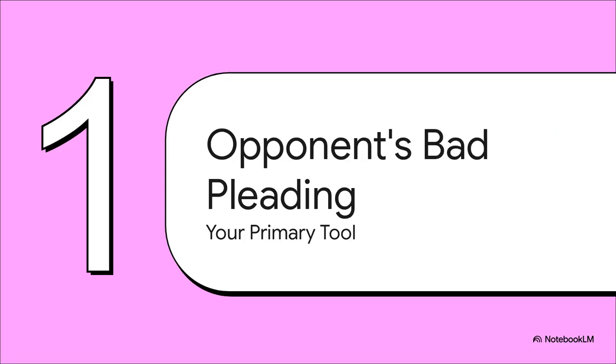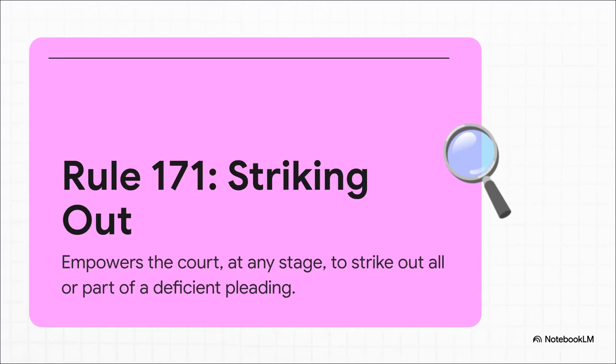All right, Section 1, your opponent's bad pleading. So when that mess of a document lands on your desk, what's your go-to tool? Well, your primary weapon is found right there in the UCPR. And that tool is Rule 171. This is the big one. It gives the court the power at any stage of a proceeding to strike out a pleading or even just part of one if it's deficient. You can really think of it as the gatekeeper for procedural fairness.